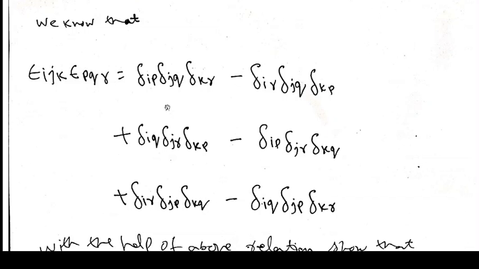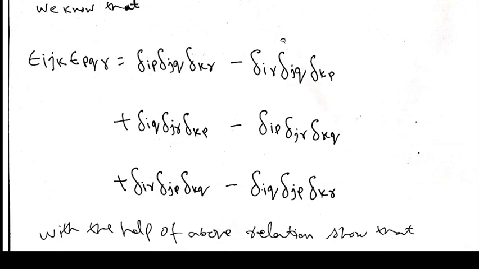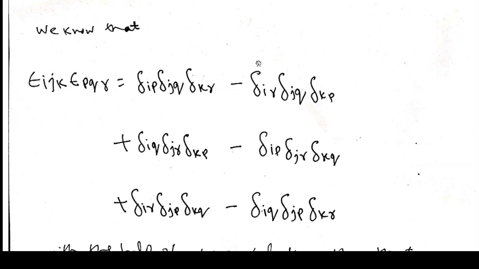Here I have written the most general relation for the product of permutation symbols and the Kronecker delta. You can see that we have a product of permutation symbols on the left-hand side, and on the right-hand side we have 6 terms, and in each term we have a product of Kronecker deltas appearing 3 times. On the left side you have 2 epsilons, and on the right-hand side you have 3 deltas in each term.